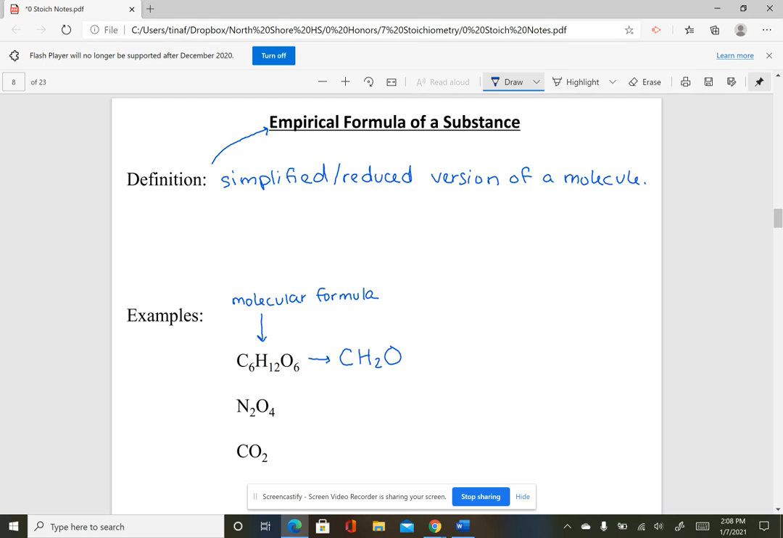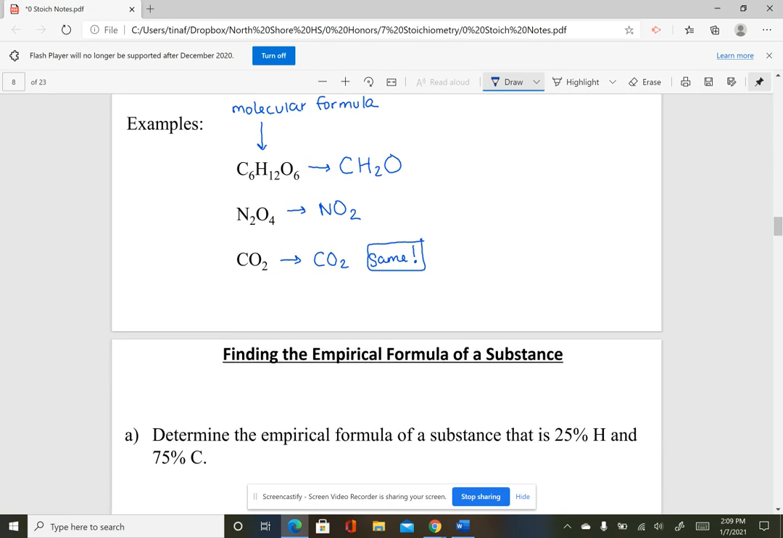All right, I want you guys to actually try the second one. Okay, and you should have gotten NO2. Now for this one, my subscripts are a 1 and a 2. I can't make them any simpler. So the empirical formula is going to end up being the same as the molecular formula. And that happens sometimes. Sometimes the atoms are already bonded in their simplest ratio. That would be an example of a molecule that has the same molecular and empirical formula.